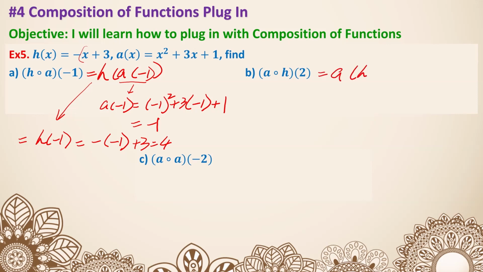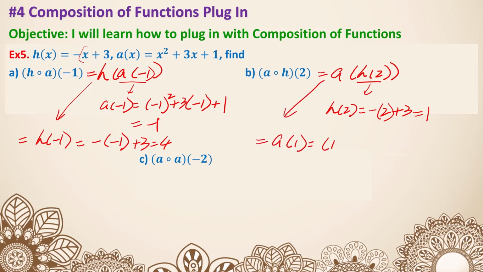Next, a of h of 2. Let's find h of 2 first. -2 plus 3, which is going to be a 1, and then plug in a of 1. That's 1 squared plus 3 times 1 plus 1. That is going to be a 5.